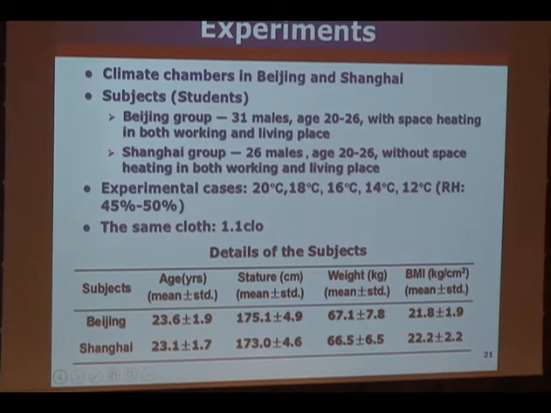So we chose subjects from Beijing and Shanghai. We separately did climate chamber experiments in Shanghai and in Beijing, choosing native people. The subjects are young males. We did the experiment cases from 20 centigrade to 12 centigrade, quite low temperature. They are close to the same.